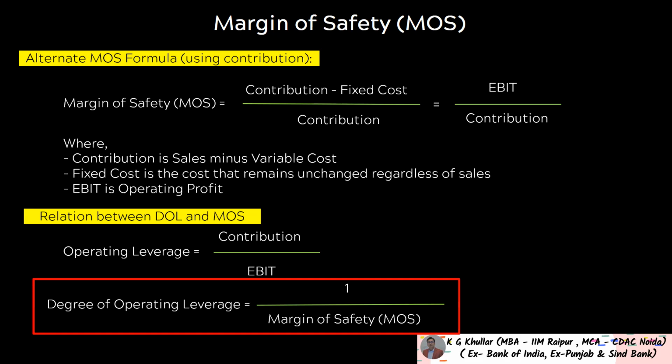Now this inverse relationship helps manager decide whether they are operating in a risky zone or a safe zone. Next, let's understand the concept of financial leverage and how it's measured using the degree of financial leverage.